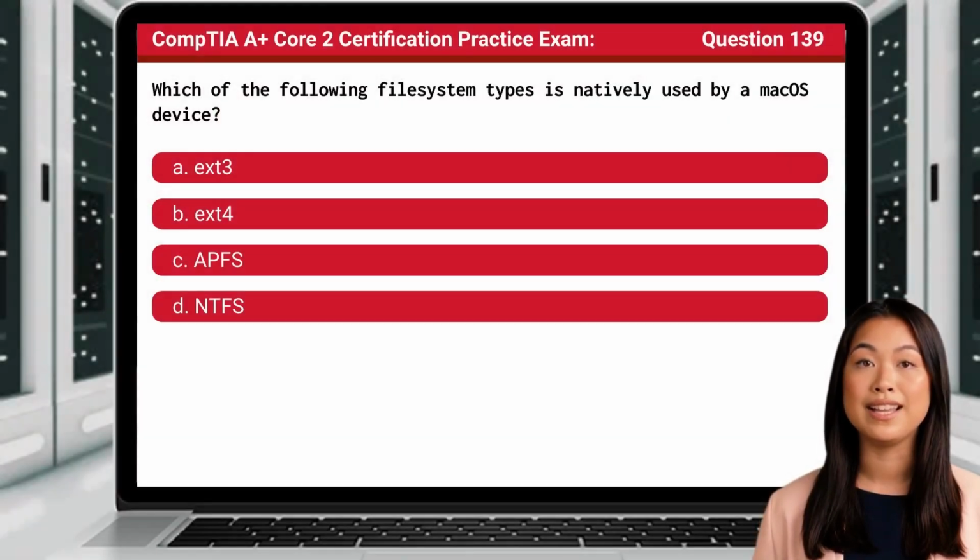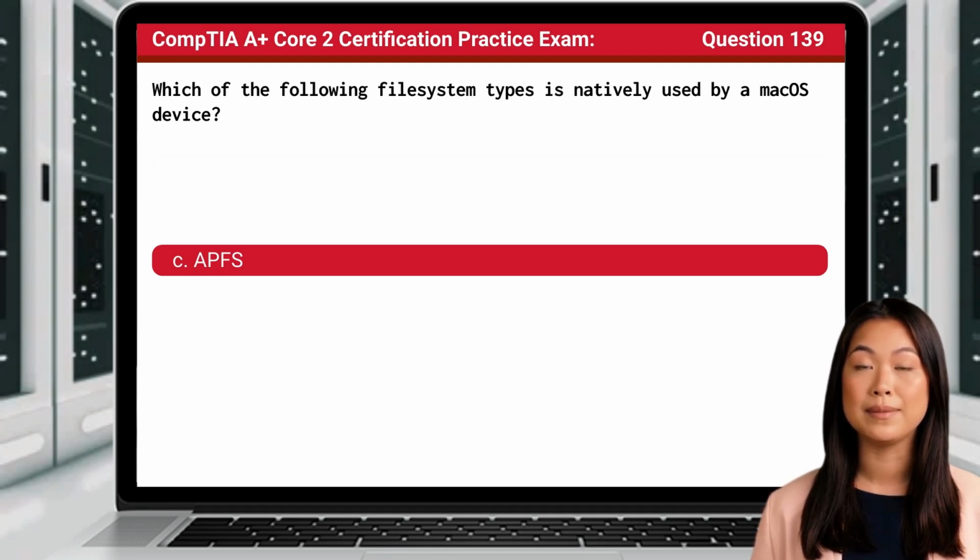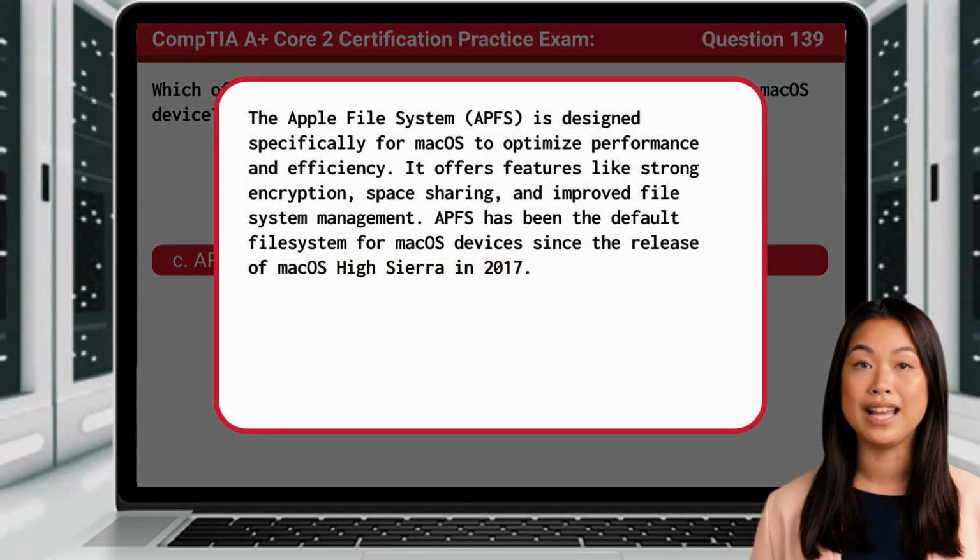Question 139. Which of the following file system types is natively used by a macOS device? The answer is C. APFS. The Apple File System, or APFS for short, is designed specifically for macOS to optimize performance and efficiency. It offers features like strong encryption, space sharing, and improved file system management. APFS has been the default file system for macOS devices since the release of macOS High Sierra in 2017.